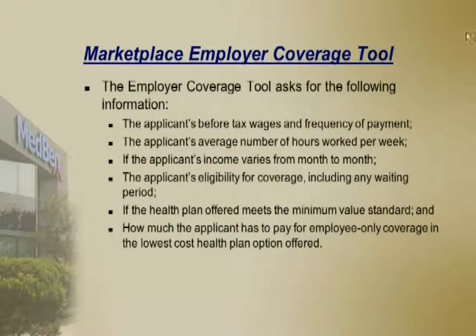Okay? So this is what that coverage tool asks for. It basically asks for the applicant's taxes, taxable wages, and how often they're paid. It's going to talk about their average number of hours per week. Again, we have to know about whether or not they're working 30 or more hours on average per week. They're also going to ask for some information about the applicant's income if it varies from month to month, so they can make some determinations about what the average wage is with regards to their financial decisions and the calculations they're making based on household income and federal poverty levels.